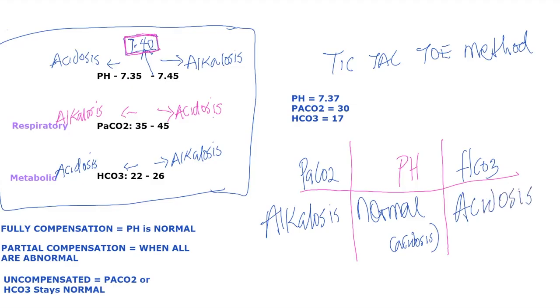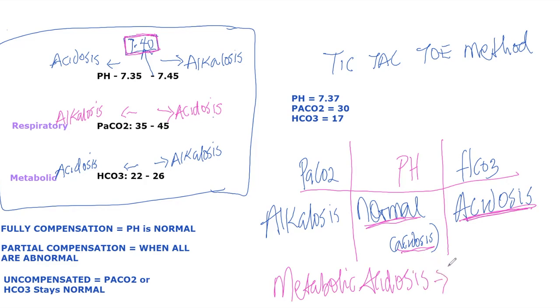All right, once again, to figure out what imbalance we have, we need to ask ourselves which one matches our pH. Even though our pH, once again, is fundamentally normal, it leans more towards the acidotic side, and that matches with my HCO3. So that means I have a metabolic acidosis situation. To figure out my compensation, my pH is normal. So that means I have a full compensation. So I have a fully compensated metabolic acidosis.